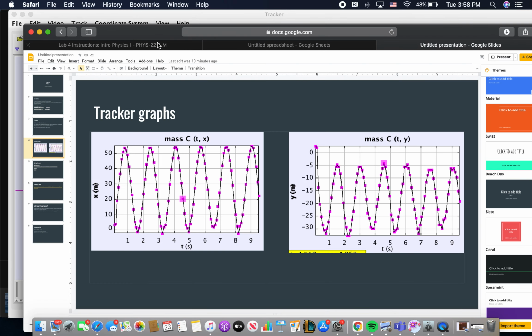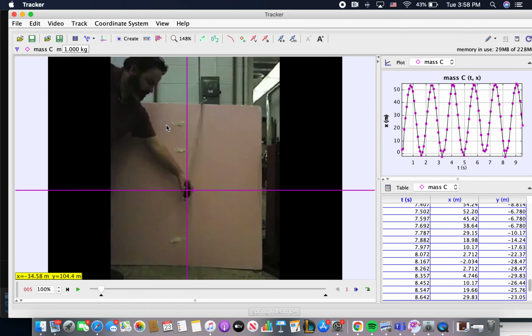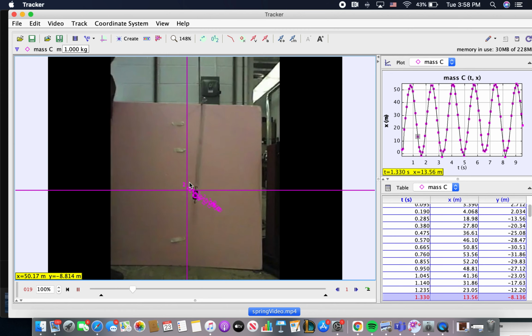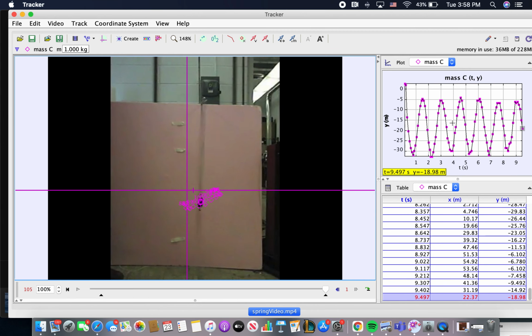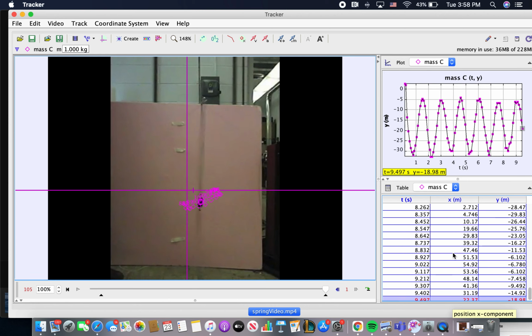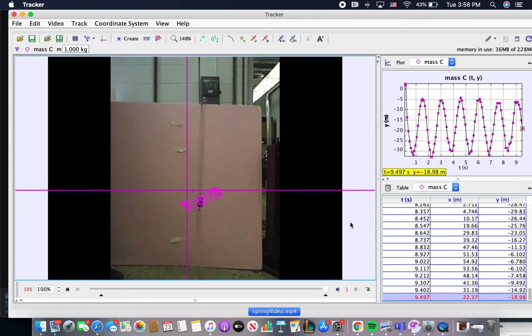Now let's actually take a look at the Tracker video, and we'll be able to see the oscillations. So here we have the object oscillating, and of course the spring oscillating, and we can see that I tracked the point mass of it at each point in the oscillation. So that's pretty interesting. Now we have the graphs right here at the top right. So we have the X component right there. We can change it to the Y if we want to, and then we have all the data right here in this table in the bottom right.